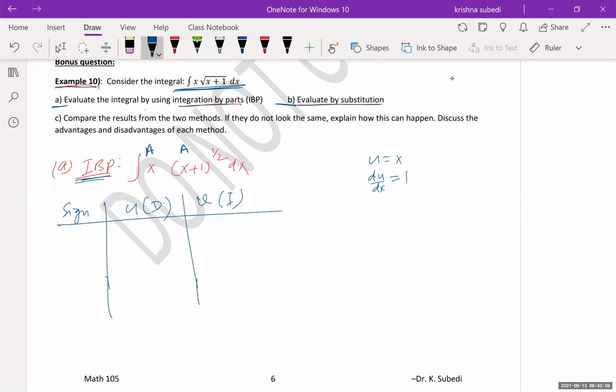And then once you get the answer, you will notice that the answers look different. Part A and part B, using these two different methods, you will notice that the answers look completely different. Now I want you to talk about that and tell me why they look different, whether they are the same or not, and which method is better in order to solve this particular problem. Okay, these are the questions you will be thinking about.